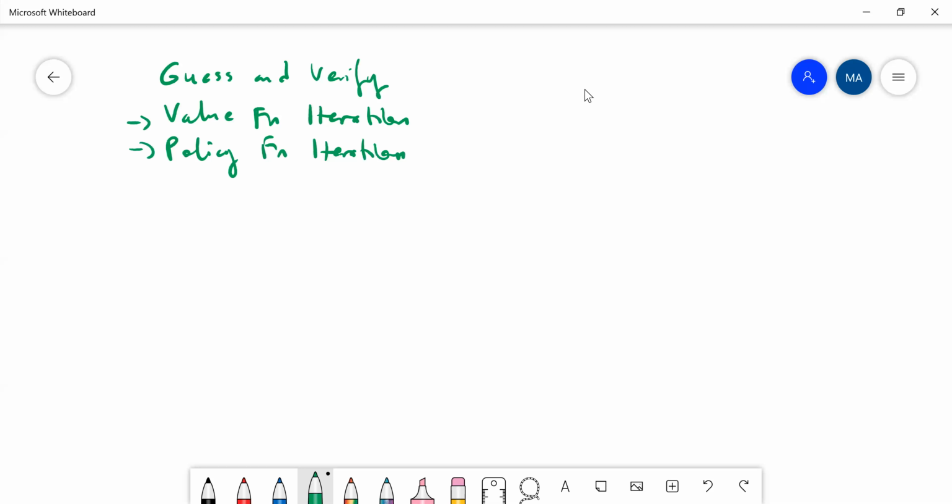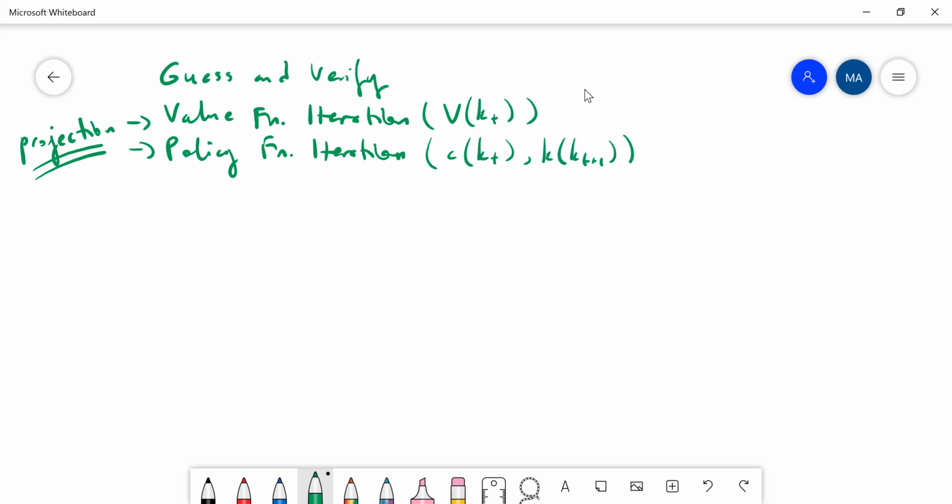To be specific, these are projection methods, or projection-based methods. Most of the time you use a computer to do that. In value function iteration, we want to approximate the value function. In policy function iteration, we want to approximate the policy functions. Remember, our simple problem was expressed in this way.